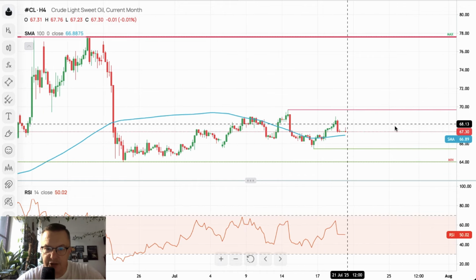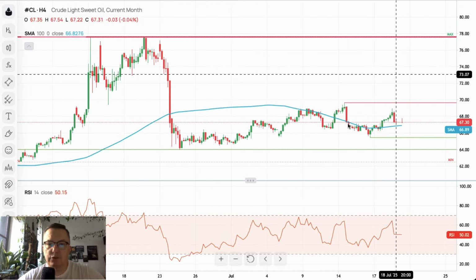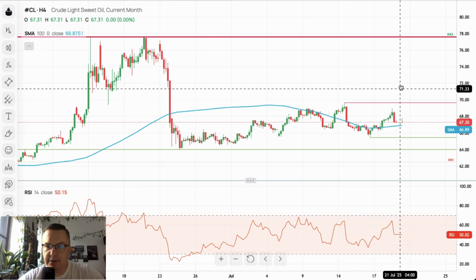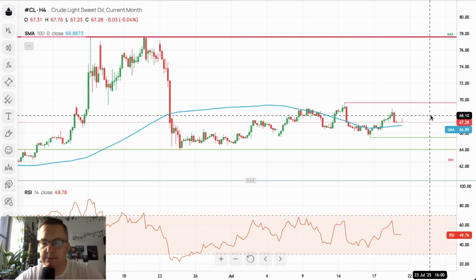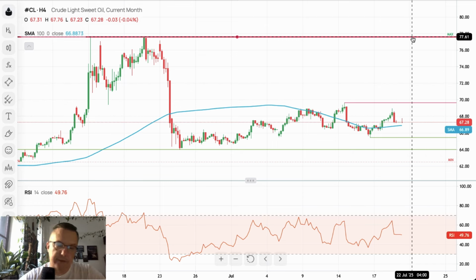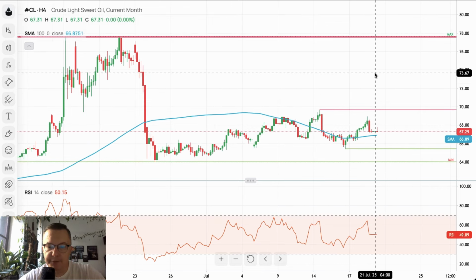So we are range trading, but there is very strong supply roughly around the level of $77-78 per barrel. So please consider this situation as extremely important for the bulls. If they want to break above this level, that might be a little bit tough.